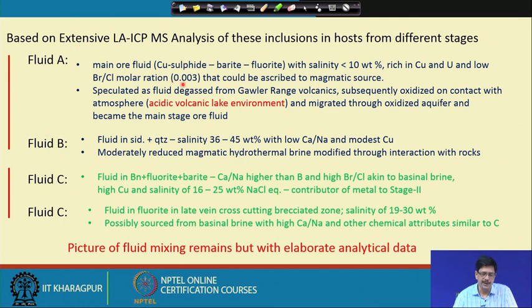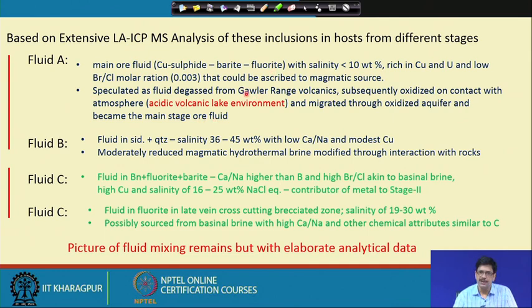So, they deciphered that fluid A is essentially a magmatically sourced fluid, and their speculation was that this fluid is not what normally happens in a granitic magma, where the fluid is exhaled from a crystallizing plutonic body. Rather, this fluid resulted from the degassing of the Gawler Range volcanics, and this degassed fluid subsequently got oxidized in contact with the atmosphere and formed a kind of acid volcanic lake environment, and that fluid later migrated through the oxidized aquifer and became the main stage ore fluid.